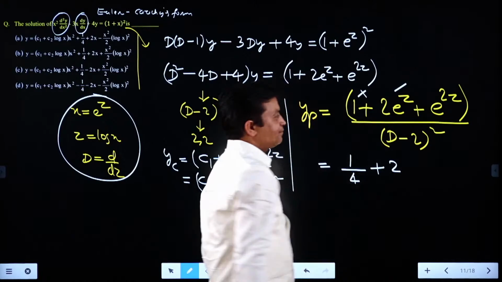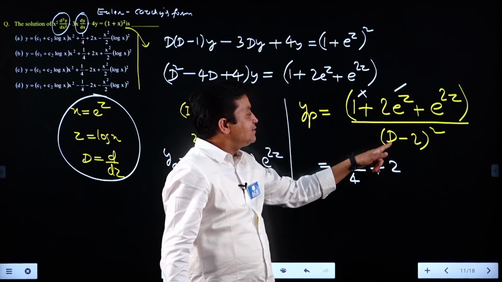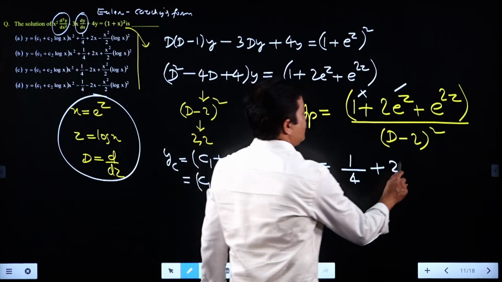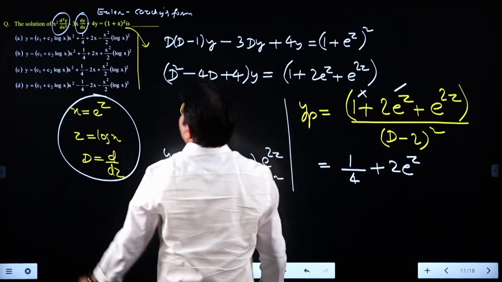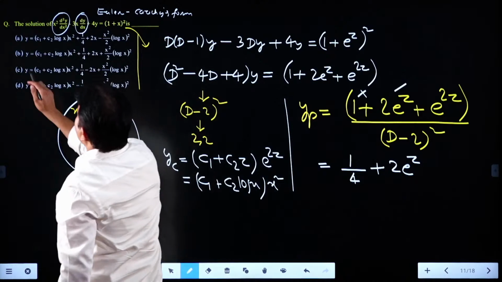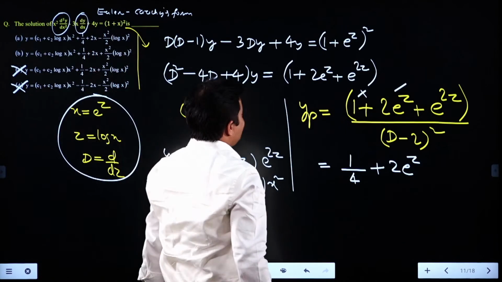Next, this term over, take this. 2 into e power x, plus b form, that a is 1. So replace D by 1. (1 minus 2) whole square means 1. 2 e power z. So 1 by 4 plus 2 e power z. E power z means x. So these two terms are matching.